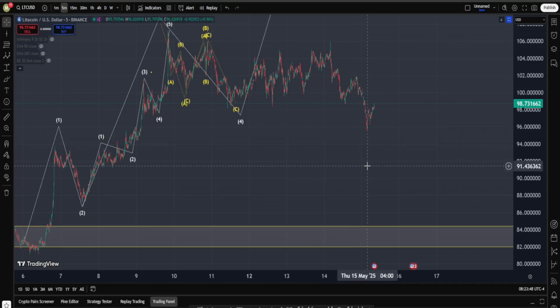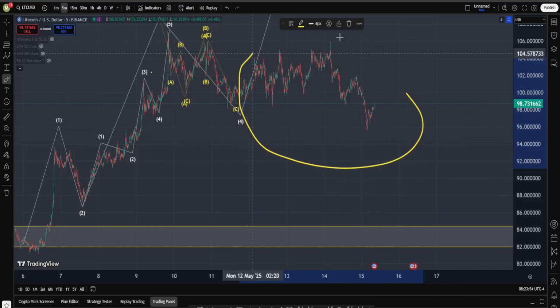Okay, hi everyone, welcome back, and in this video we are going to check out Litecoin's price chart, and specifically I want to talk about this part of the price action.